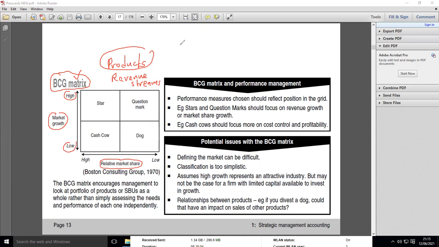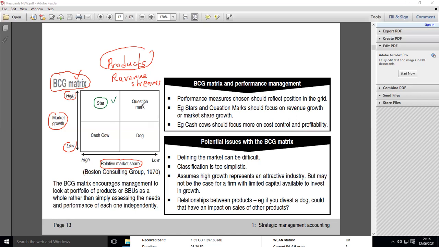Let's look at the possibilities. So we've got a product which is in a high growth market. The market is growing very fast compared to the economic growth of the country. But also, you've got a high market share. Your product enjoys a high market share. The product then qualifies as a star.